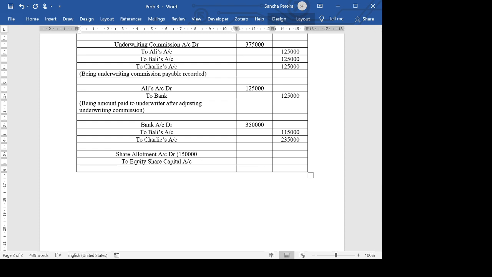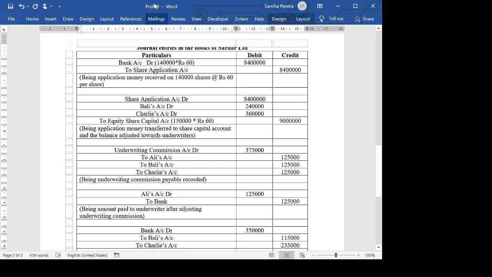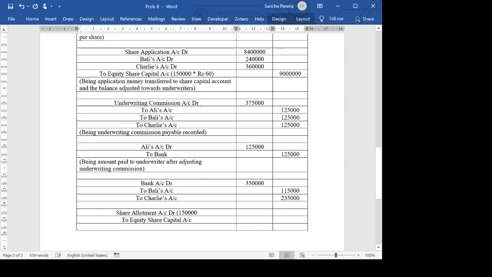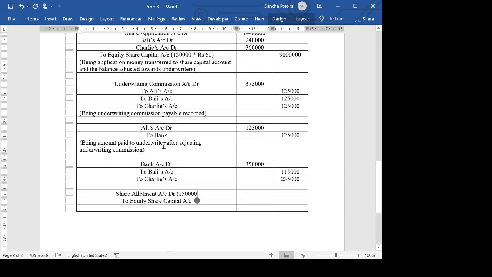That's the total issue. Because who took up the balance? Even though we are showing application money here on 1,40,000, we are showing that the balance is going to be taken up by the underwriters, and it's already been paid for in these transactions. The underwriters, whoever was supposed to pay, has already paid. So when we are doing the allotment, we are going to do it on the whole issue, because the whole issue has been subscribed for either by the public or by the underwriters.